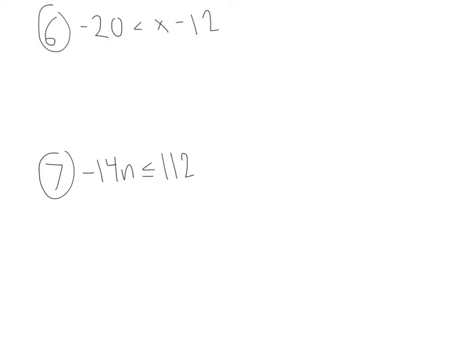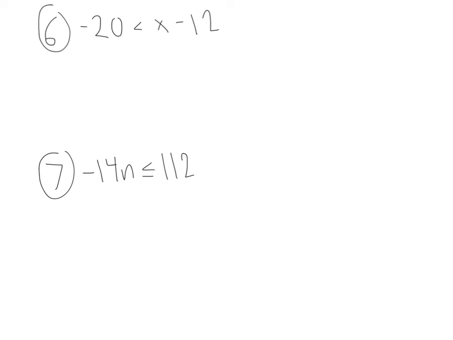So the directions for 6 through 8 are to solve each inequality, and these first two are just one-step equations. They're the same as regular equations, but the only difference would be if you multiply or divide both sides by a negative number, you have to flip the direction of the sign.